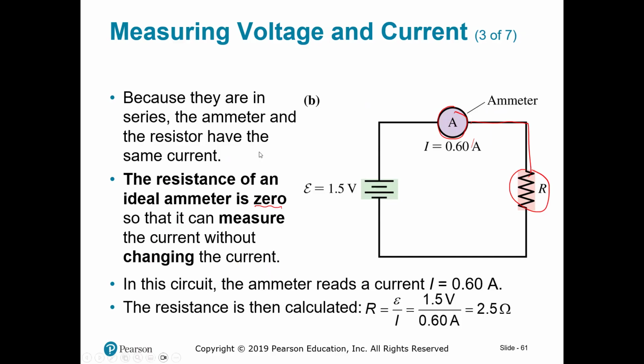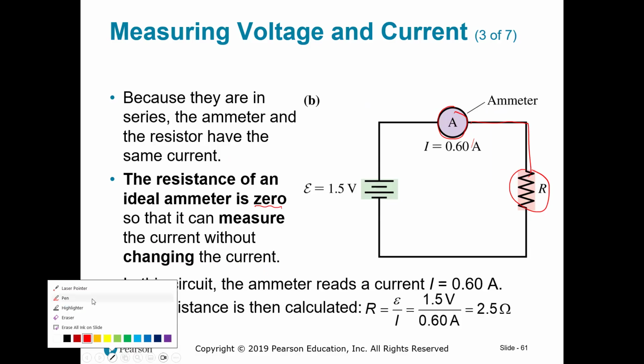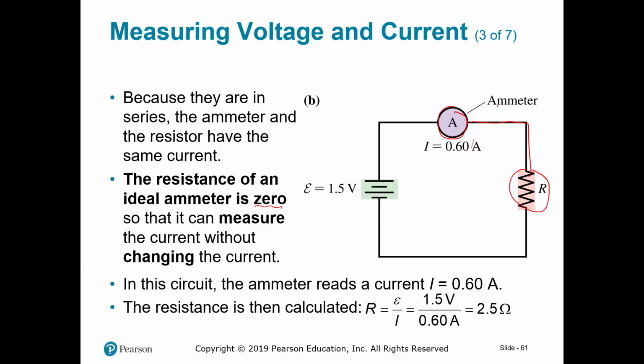What it means here is, let's assume we are measuring the current, and the ammeter is an ideal one whose resistance is zero. We have a 1.5 volt battery, and the resistance is 1.5 ohm. The ideal current you're going to measure is I equals 1.5 divided by 1.5. So what you measure is 1 ampere. That's exactly what you want.